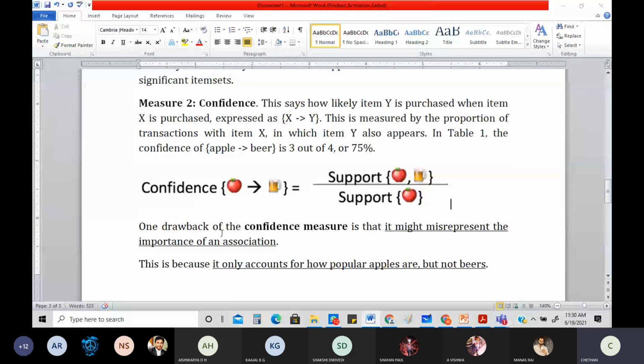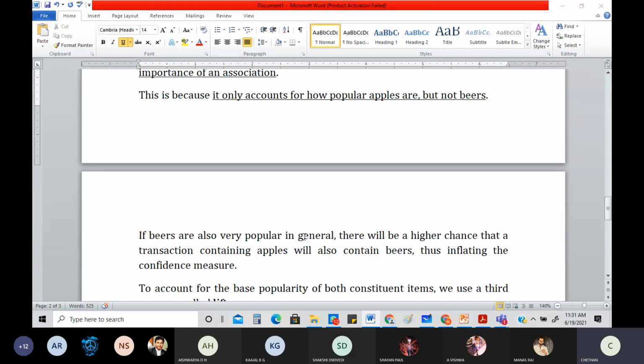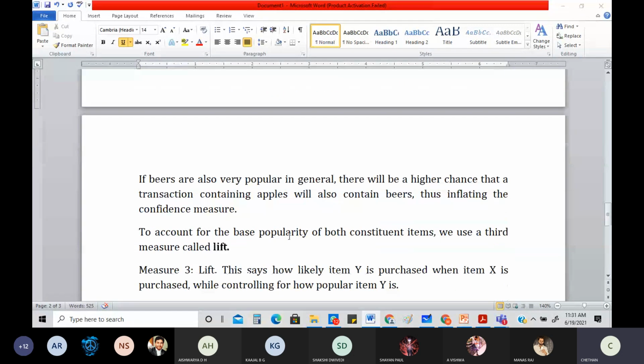It says it might misrepresent the importance of an association. Why? Because it only accounts for how popular the apples are, but not pears. If there is also a good probability, a higher chance, that a transaction containing apples will also contain pears, thus inflating the confidence measure.